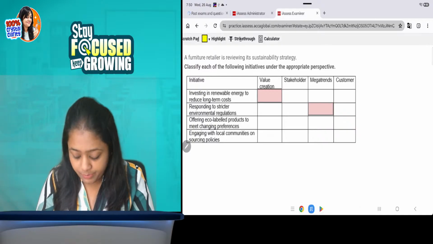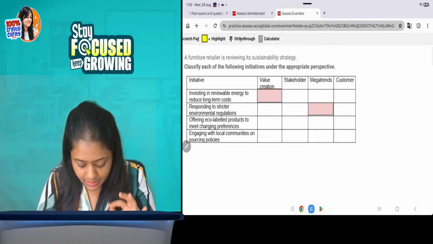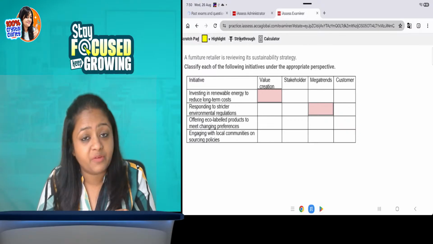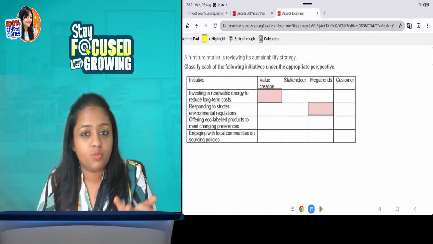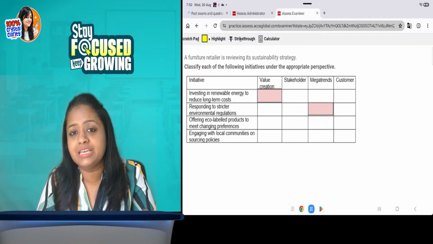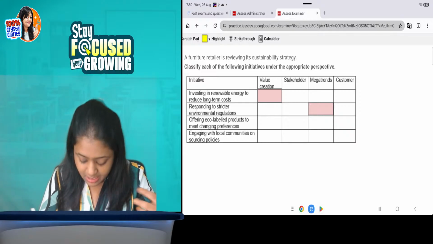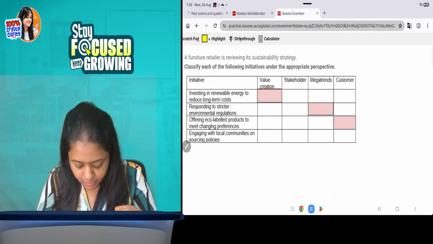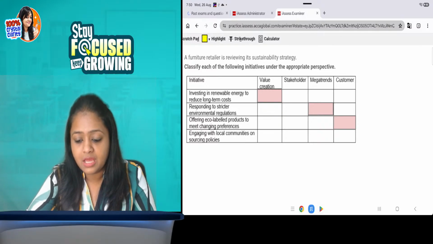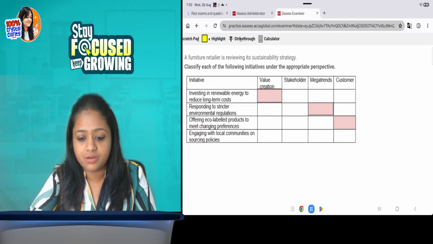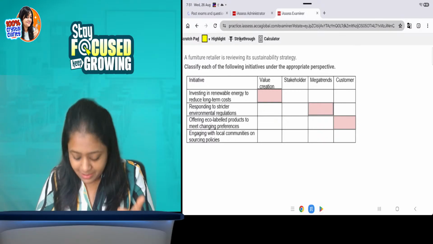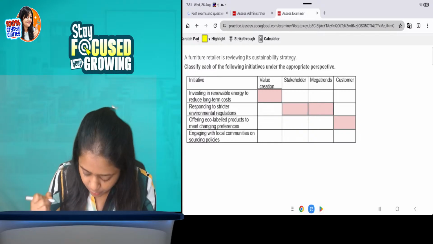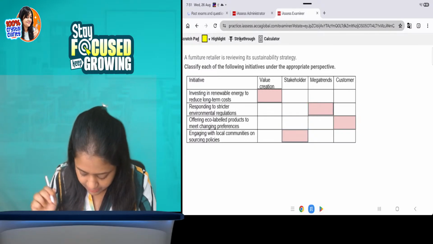Clear? Now third one, offering eco-labeled products to meet changing preferences. So who's changing preferences? Customers. Customers are the ones that will be interested in getting these eco-friendly products. So customer. Engaging with local communities on sourcing policies. So local communities are the stakeholders, because we have the public, which is a prominent stakeholder, right? So here my public will be the stakeholder. Oh, I'm so sorry. It will be here.